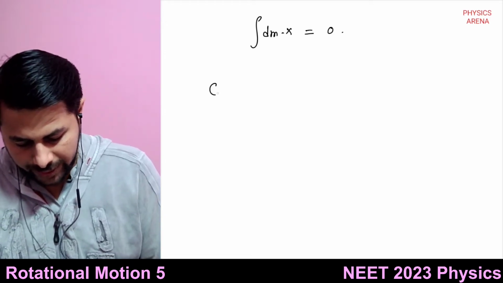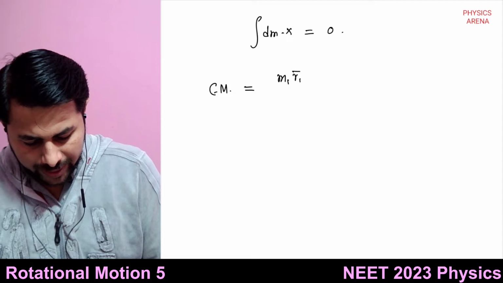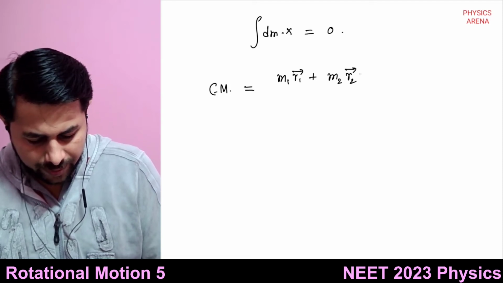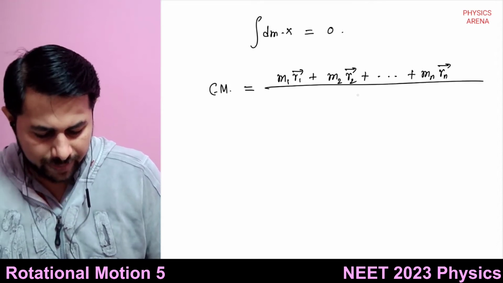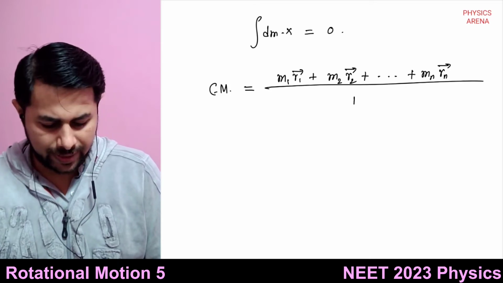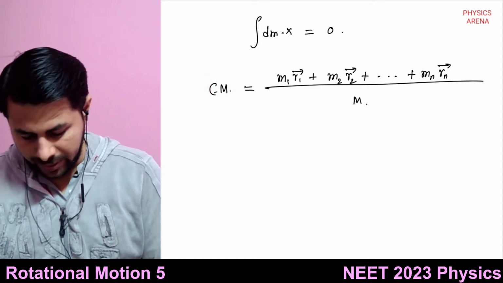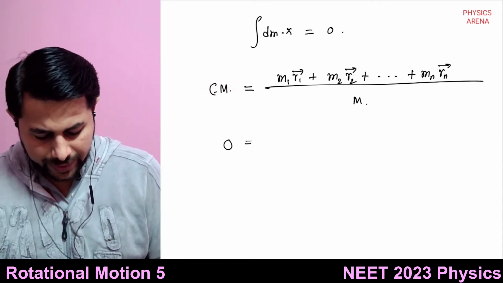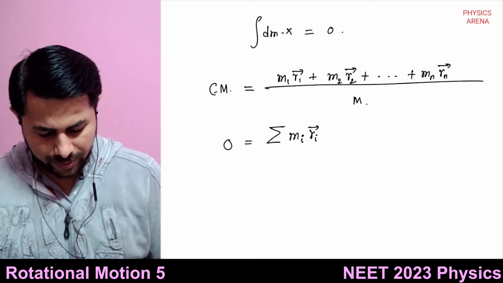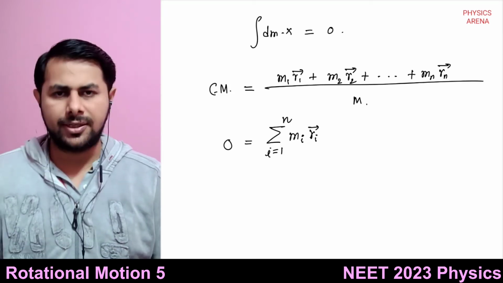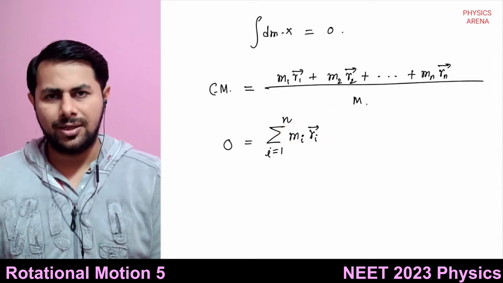let's suppose your center of mass is given by m1 r1 bar plus m2 r2 bar plus so on and so forth up to mn rn bar, divided by the sum of all these masses, that's equal to m. Now if you take the center of mass at the origin, then you get that the summation of mi ri bar, i goes from 1 to n, is equal to 0. That means the sum of moments of all masses about the center of mass is equal to 0.